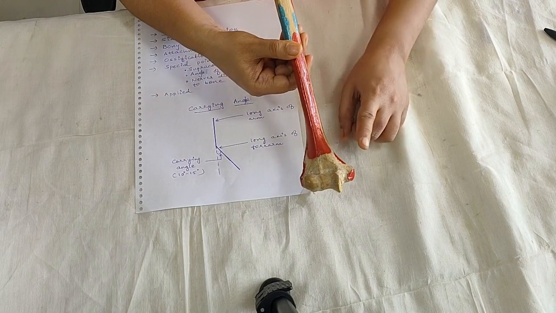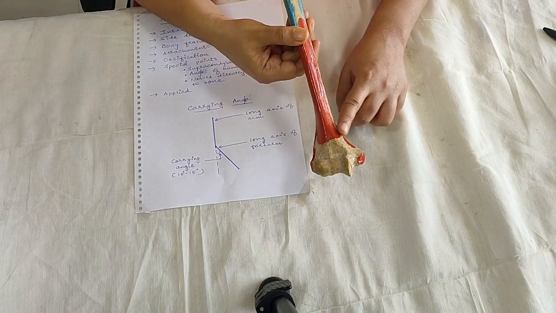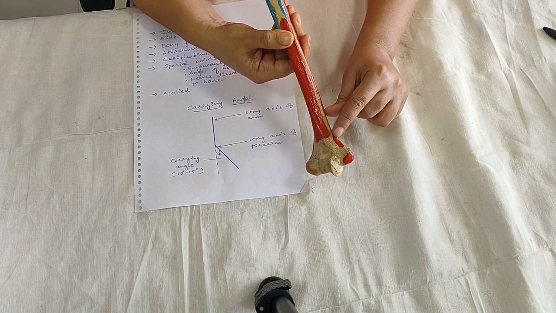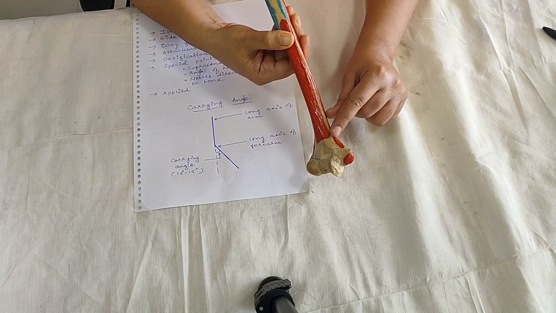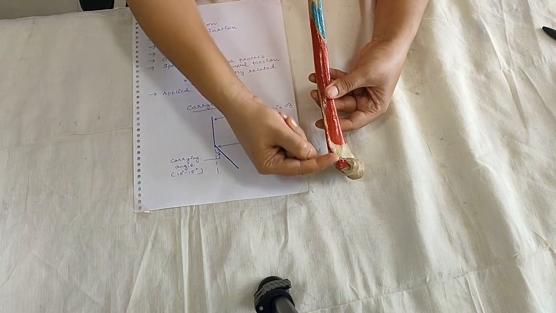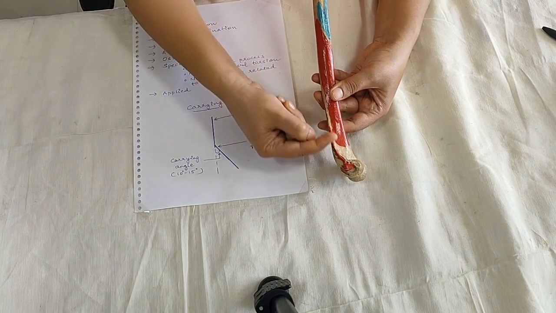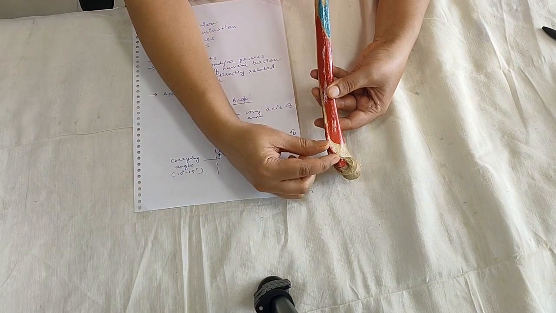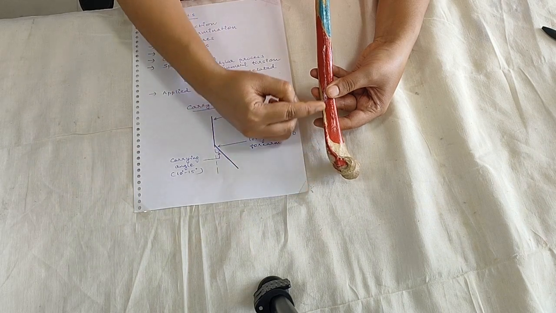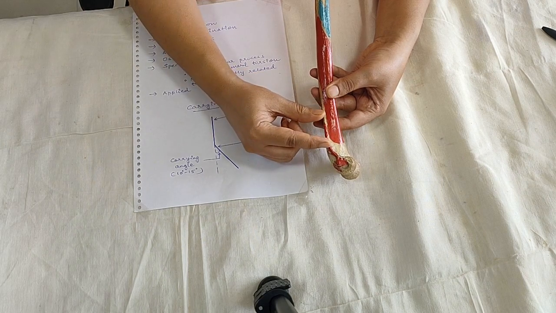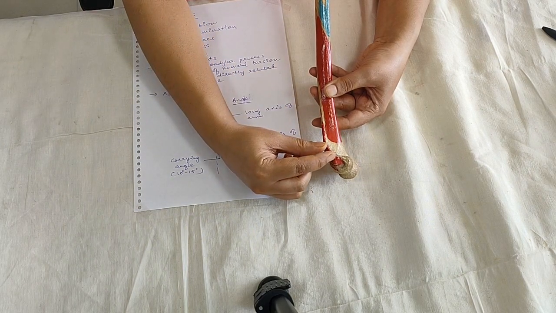Other than that, on the medial supracondylar ridge in the lower portion, there is the origin of pronator teres muscle. On the lateral supracondylar ridge, there is the origin of brachioradialis in the upper 2/3 portion, and in the lower 1/3 portion, extensor carpi radialis longus. So on the lateral supracondylar ridge, two muscles are getting attached: in the upper 2/3 brachioradialis and in the lower 1/3 extensor carpi radialis longus.